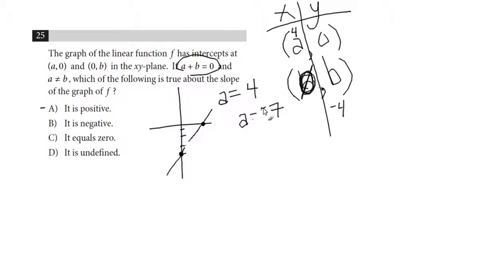What would b have to be in that situation? Let's figure this out. Put in this equation, negative 7 plus b equals 0. Okay, negative 7 plus positive 7 equals 0. That's right, positive 7. And so I'm going to fill both of those in here, and I'd see that a would have to be negative 7, and b would have to be positive 7.